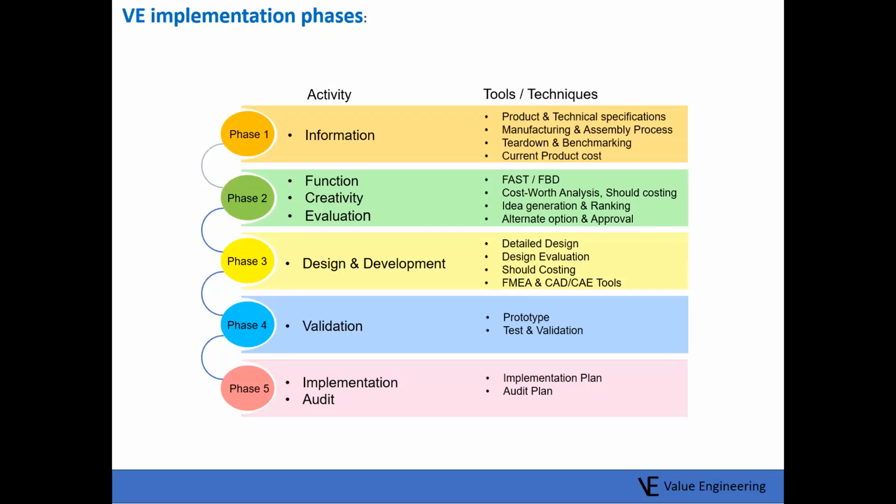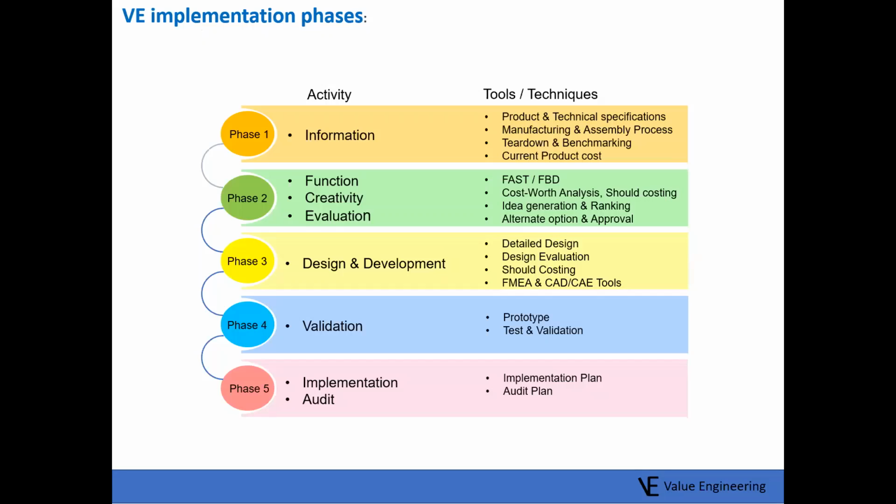These are the value engineering implementation phases. There are 5 phases. The first is the information phase. The second phase is function, creativity, evaluation. The third phase is design and development. The fourth phase is validation. The fifth phase is implementation and audit.